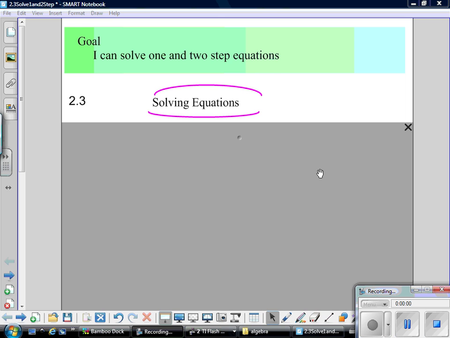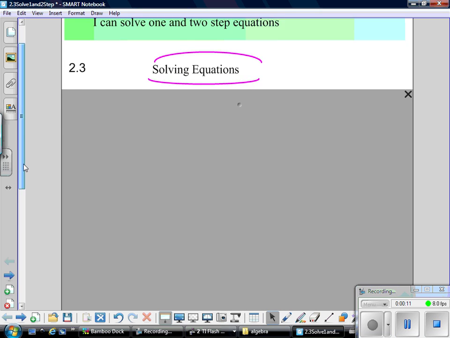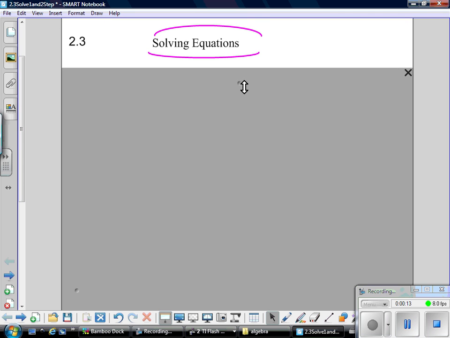Right, so what we're looking at now is section 2.3, and it's called solving equations. And our goal is: I can solve 1 and 2 step equations. So this is a little bit different than what we did before.